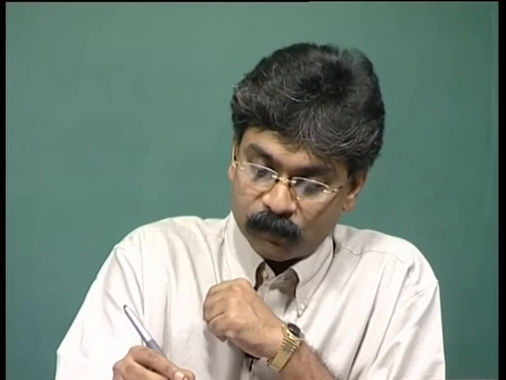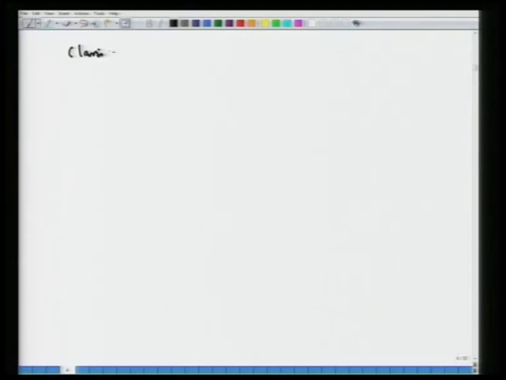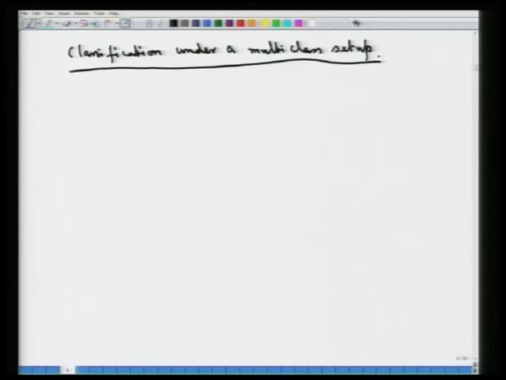Now, we look at the important problem of extending what we were trying to learn in classification in terms of looking at a multi-class problem. So, let us look at that now. So, we are looking at classification under a multi-class setup. So, we make provision for more than two populations. Suppose we have got now C populations.